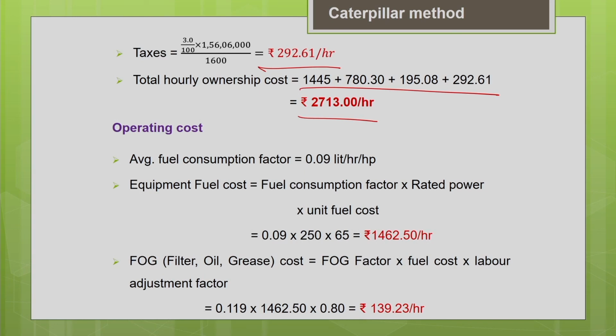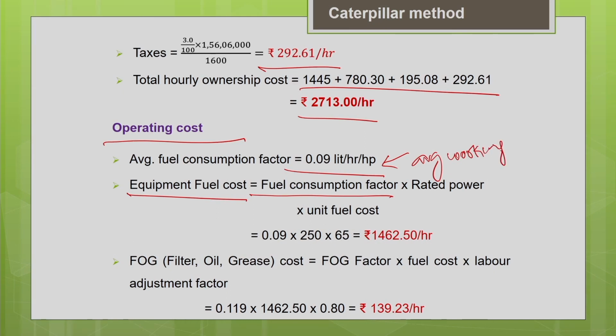Now let us move on to the operating cost estimation. I have given you in the question that the average fuel consumption factor is 0.09 liters per hour per horsepower. Based upon that you can calculate the equipment fuel cost. This fuel consumption factor is derived from the handbook for the particular average working conditions. I have assumed some figures here, so you can determine the values accurately from the appropriate equipment handbook or the manufacturer guidelines.